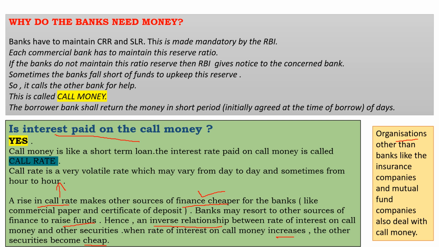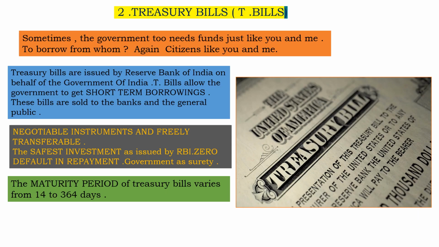Organizations other than banks, like insurance companies and mutual funds, also deal with call money. It's not only the banks, but insurance companies and mutual funds also deal with the call money, but basically this call money is assorted to banks. That is why it is named interbank transaction, interbank call money. Clear? Next comes the second instrument of money market, which is called the treasury bills.